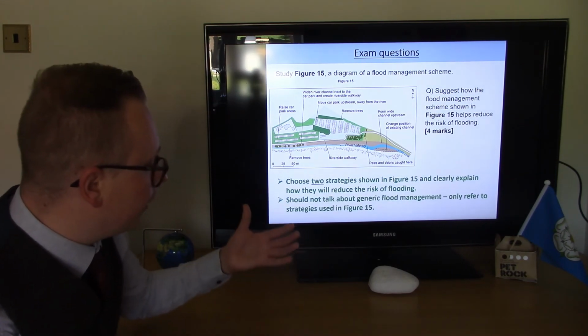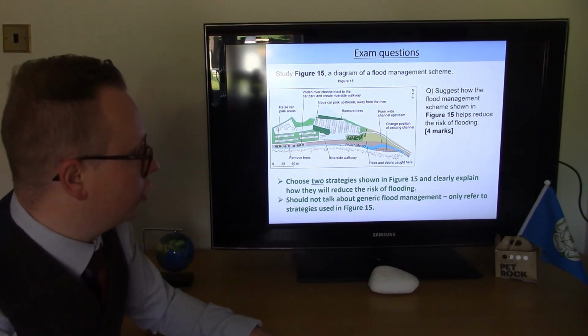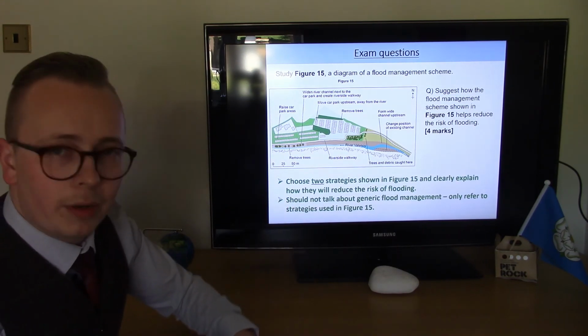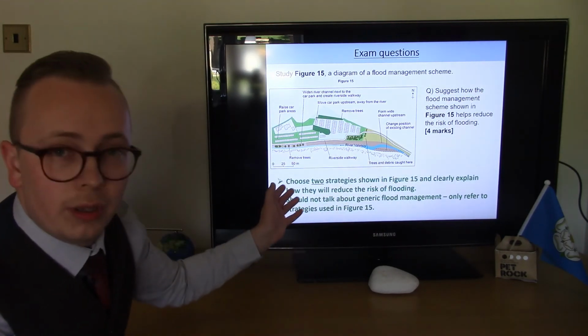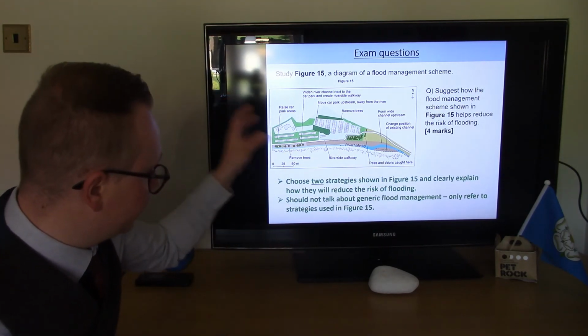You shouldn't be talking about generic flood management strategies here. This is not about generic flood management. We don't need to talk about dams and reservoirs because there is not any in sight. It's just the ones that we can see in figure 15.